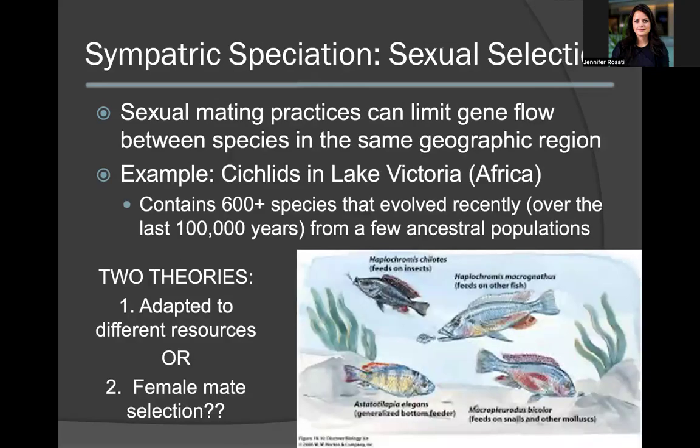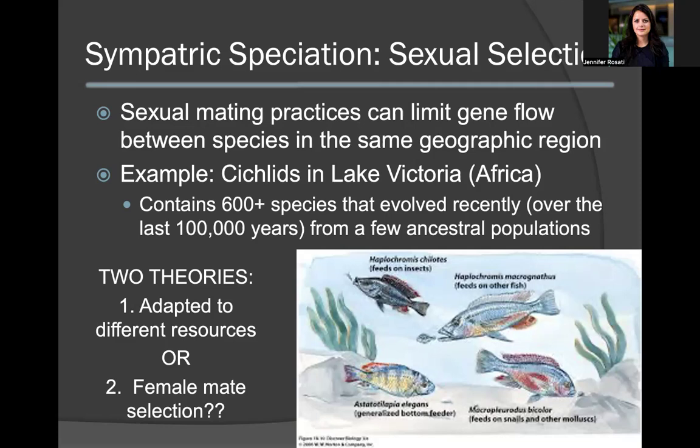Sympatric speciation can also result due to sexual selection. In sexual selection, specific mating practices can limit gene flow between species that occur in the same geographic region. An example of this would be cichlids in Lake Victoria. Lake Victoria has an extremely high diversity of species. There are over 600 species that have evolved recently, just over the last 100,000 years. And this resulted from the radiation event of a few ancestral populations.